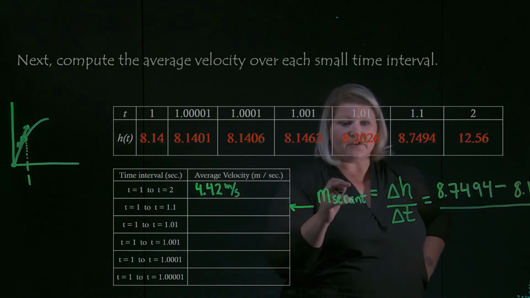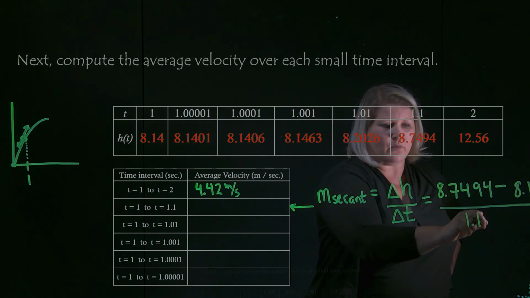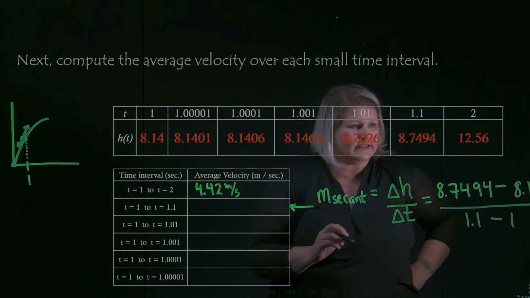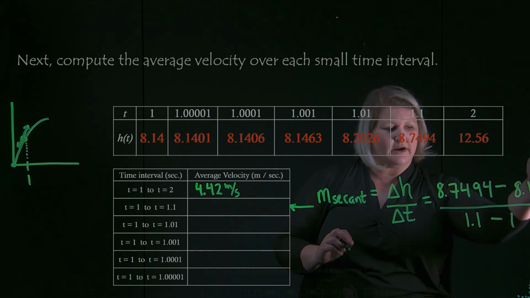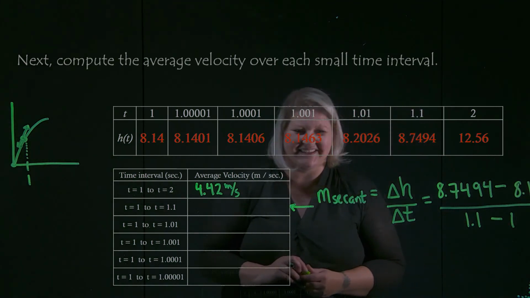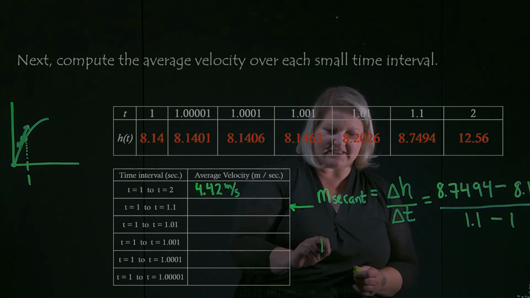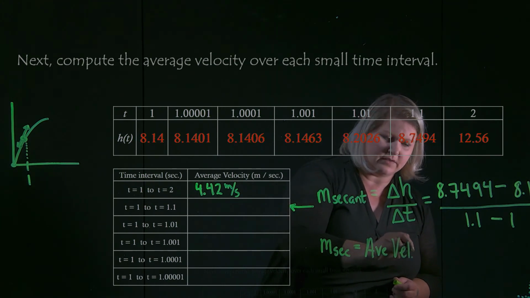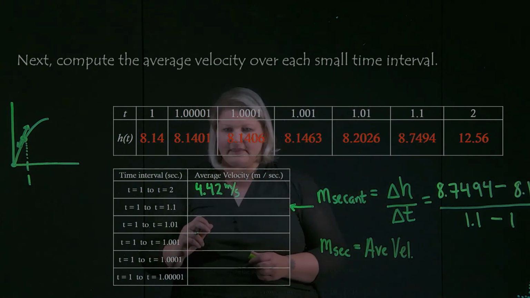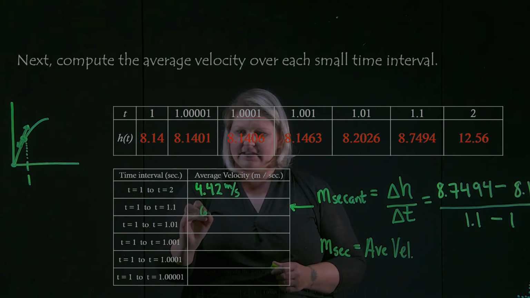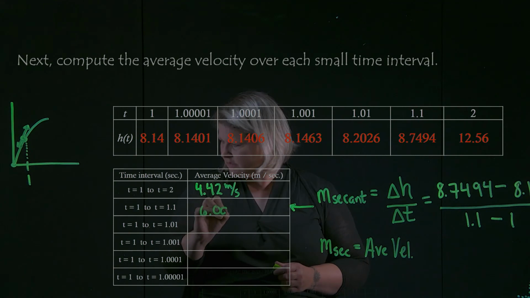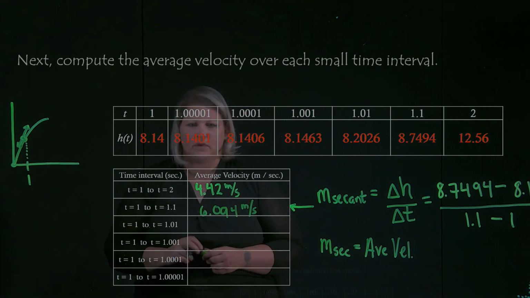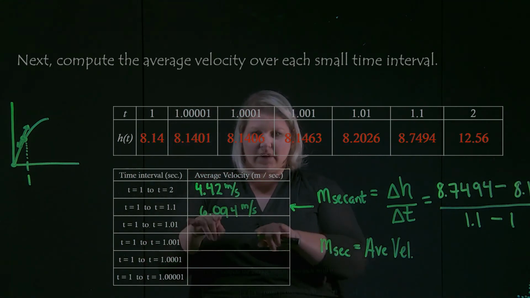And then I'm going to calculate the difference between the t values. T value of 1.1, I'm going to subtract from that the t value of 1. And in this case, sorry you can't see this, this is 8.14. I went off the edge of my board here. When I find this slope of the secant, this is going to give me my average velocity. And in this case, I get 6.094 meters per second.